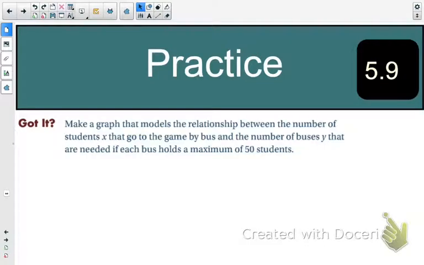Okay, so that is all of Chapter 5. So that is Piecewise Functions.